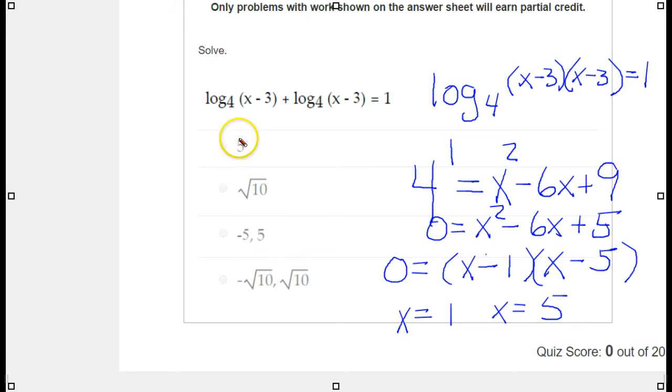Now, notice they don't give these two answers. So, what's going on here? Well, if we go with a 1 up here, our x is 1. This is negative. And we said logs of negative values are undefined. So this is not a reasonable answer. So the only answer we have is 5. Now, since the 1 isn't there, you have no reason to pick this other one. Okay?